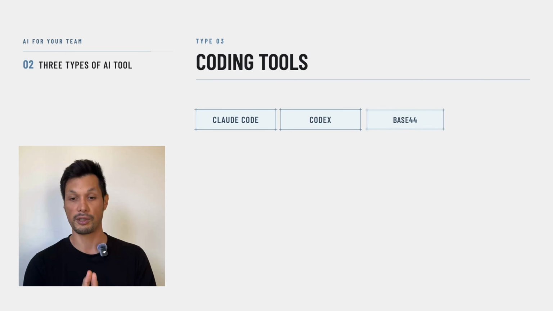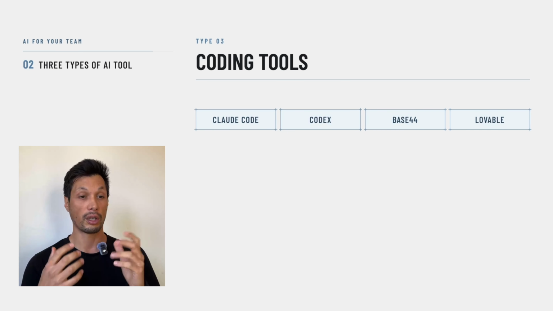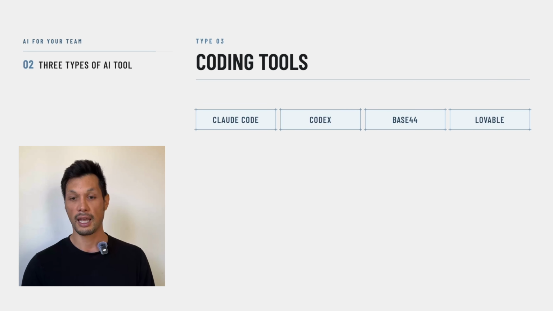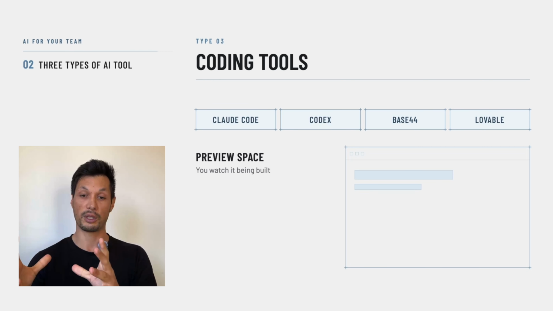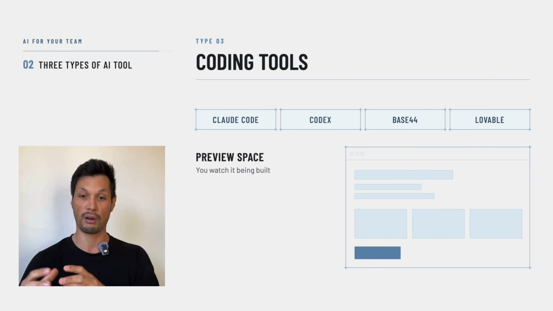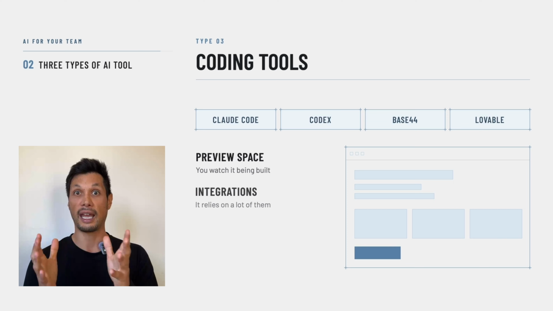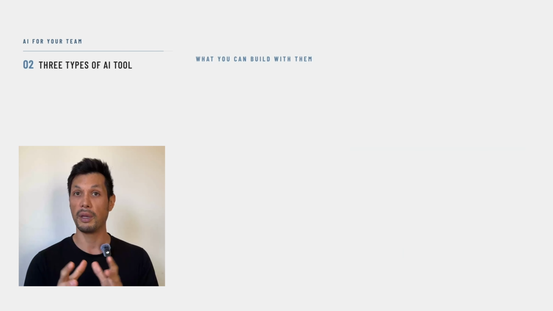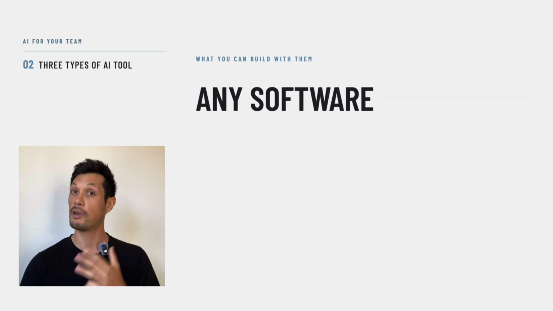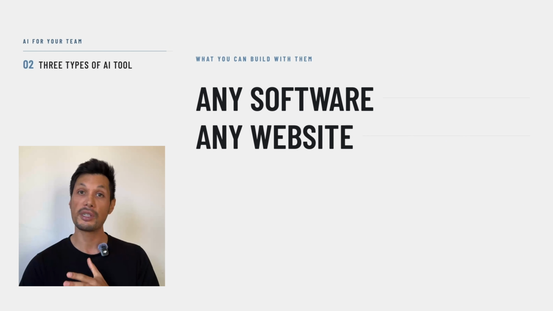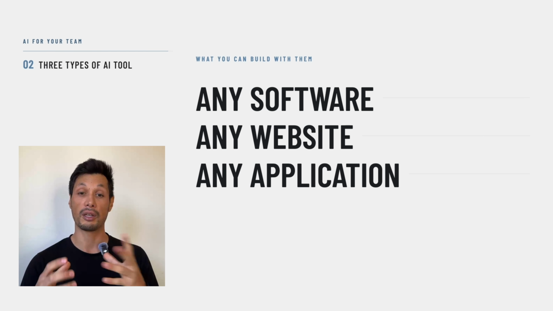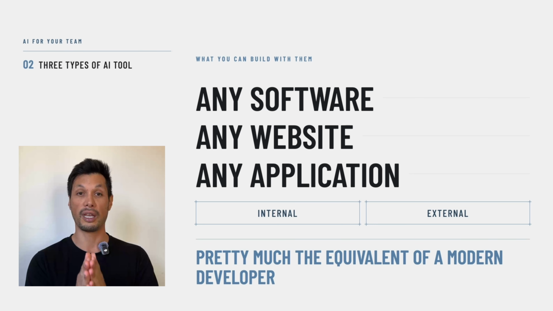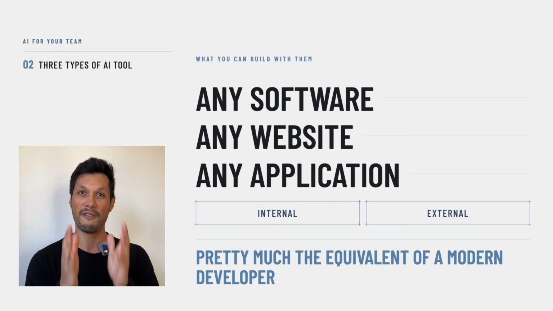Third, we have the coding tools, things like Claude Code or Codex or Base 44 or Lovable. There are several tools that do this. They have a preview space where you can see what's being created, like a website or software or any type of application. They rely on a lot of different integrations. They're very technical, and what you can build with them is basically any type of software, any type of website, any type of application that you can use internally or externally. Very much a coding tool is the equivalent of a modern developer.